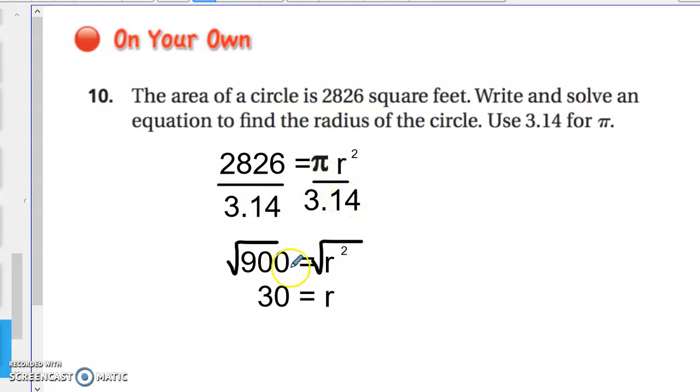That leaves me with 900 equals radius squared. To undo radius squared, I would square root both sides. That leaves me with 30 equals r. So that means that the radius of this circle has to be 30. And I can check it because 30 squared times 3.14 should take me back to 28.26.